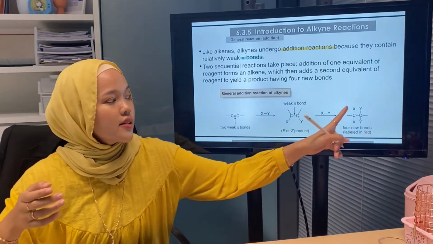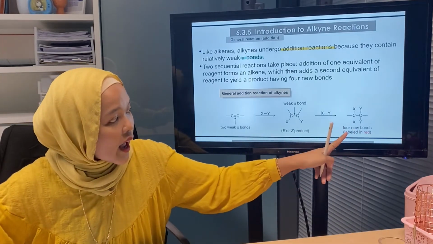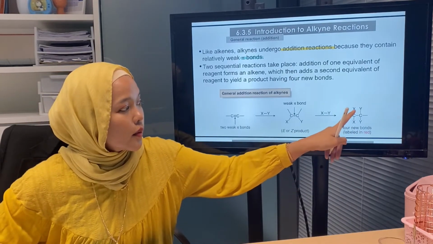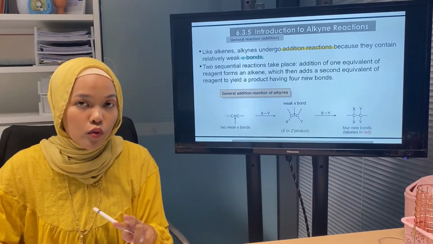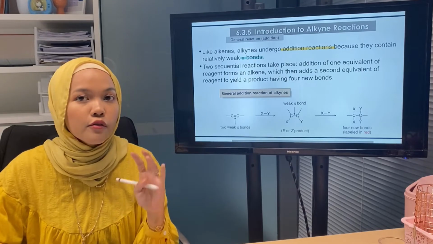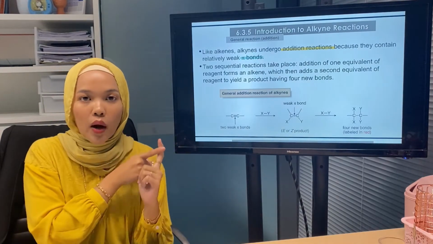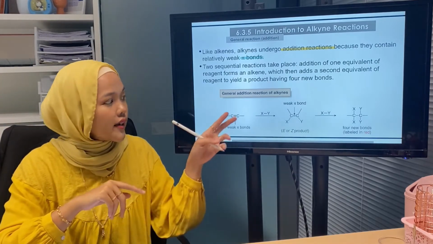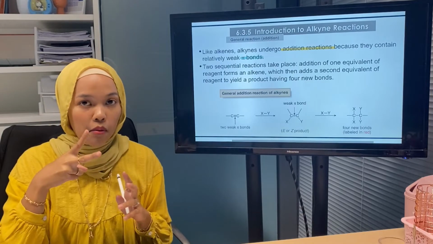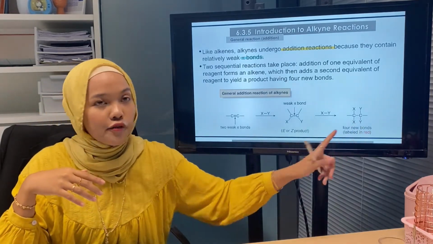Okay, so this is already saturated. So you have 4 new bonds, because 2 pi bonds are broken and 4 sigma bonds are formed. The concept in an elimination reaction is that if you break 1 pi bond, you have to add 2 sigma bonds. So here you remove 2 pi bonds, so 4 sigma bonds are going to be formed.